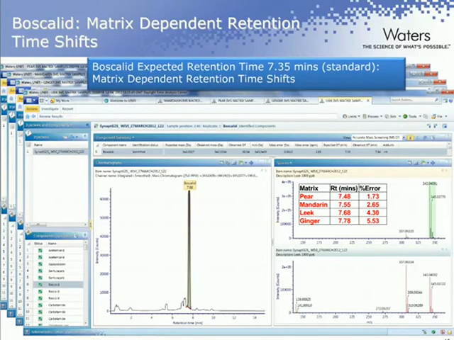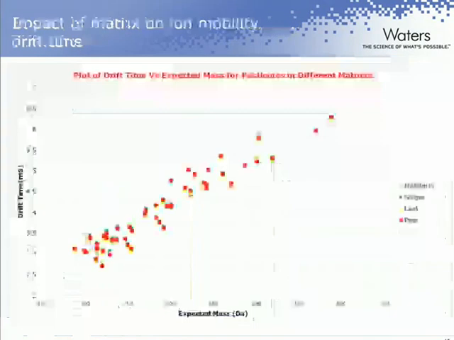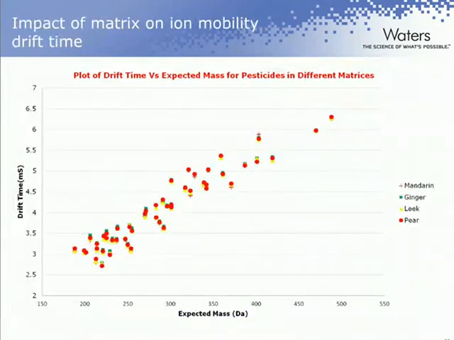But we'll see now that we should be able to widen these tolerances using CCS, or collision cross-section, and drift time. So let's take a look at some drift time data. What we've done here is overlay pesticides and their drift times in four matrices, mandarin, ginger, and leek. We can see that the drift times of these particular pesticides are pretty much on top of each other, and there's very little variation.